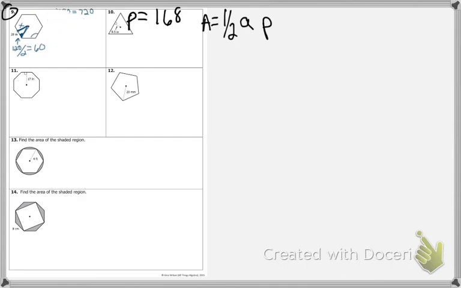So now that we know this, we kind of tear out that triangle. This angle right here is 60 degrees. We want to know this side. Well, if this whole thing is 28, then this little piece has to be 14.